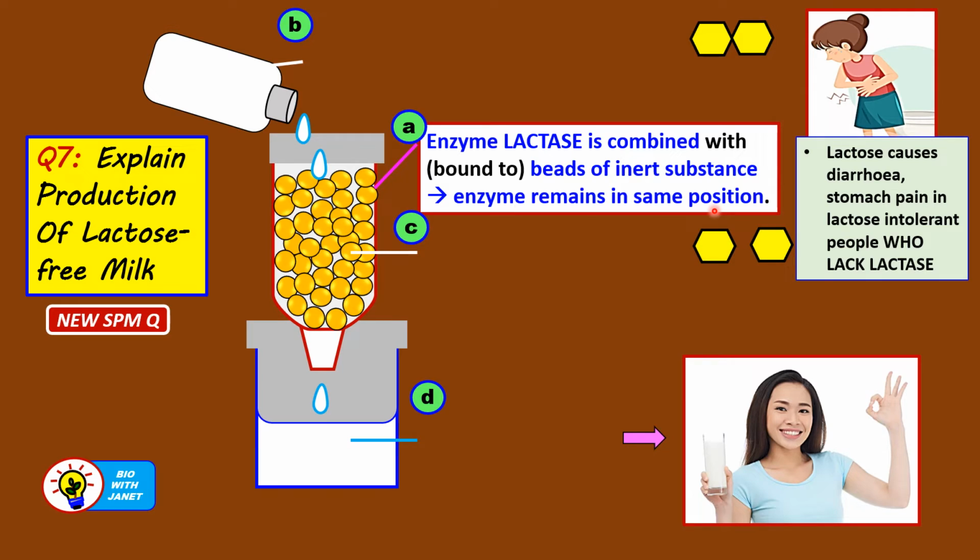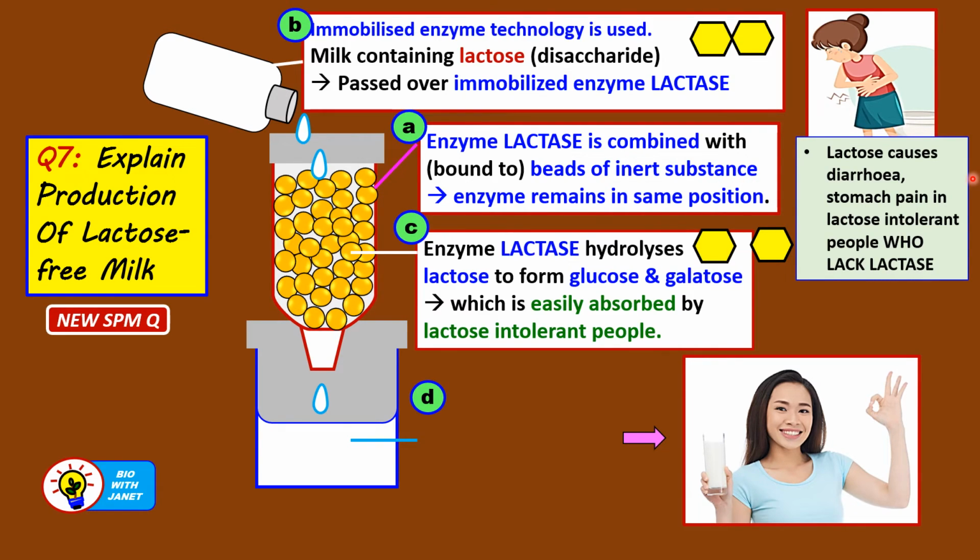All right. So the most important fact about immobilized enzyme technology is that it causes the enzyme to be bound to an inert substance so that it is fixed in position, doesn't move, okay, and it will still remain there after the reaction is over on the bits of the inert substance. So mention that immobilized enzyme technology is used in this case, right?